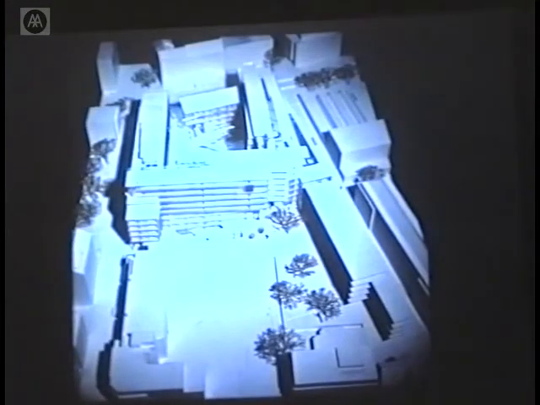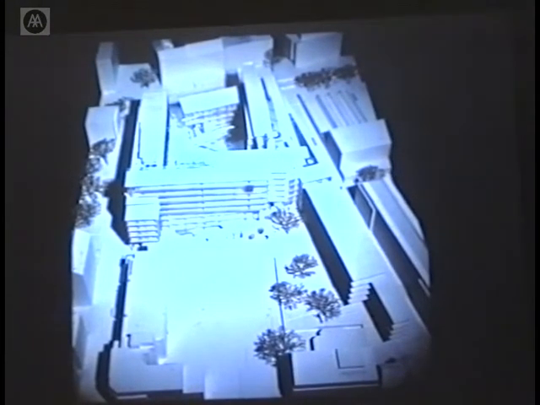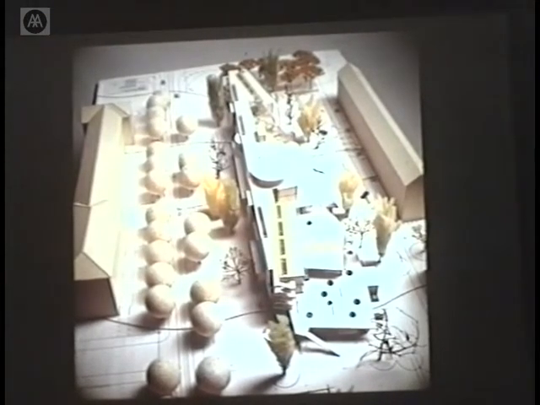Our city center practice is planning an administrative building for the Landesgirokasse, the Regional Savings Bank in Stuttgart. The Roman Catholic St. Benno Grammar School in Dresden. An administrative building for the Schleswig-Holstein Regional Insurance Institution.